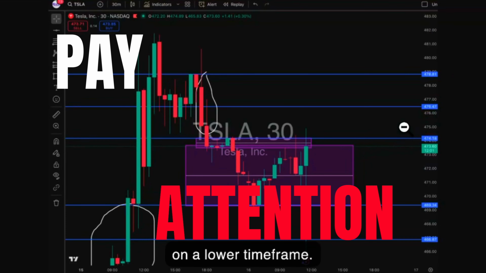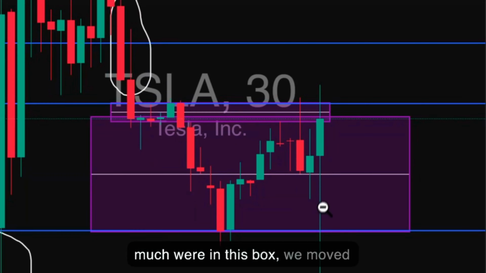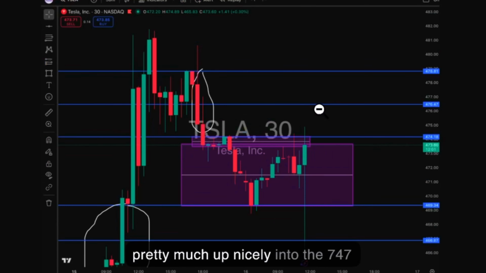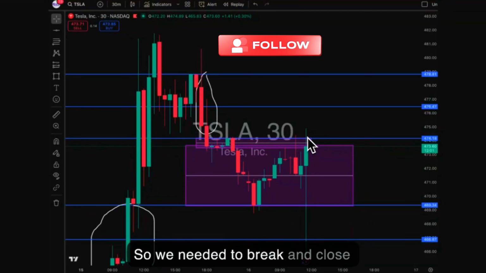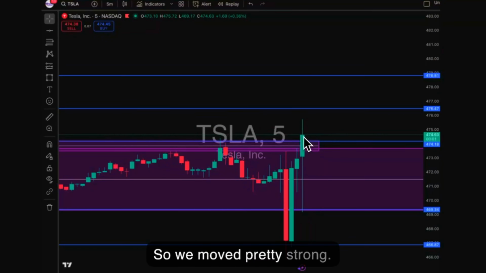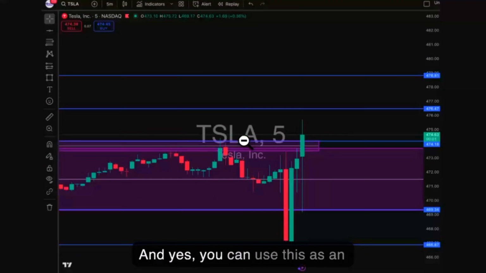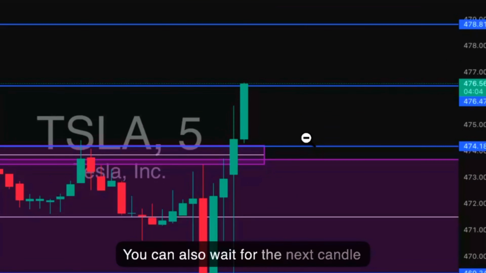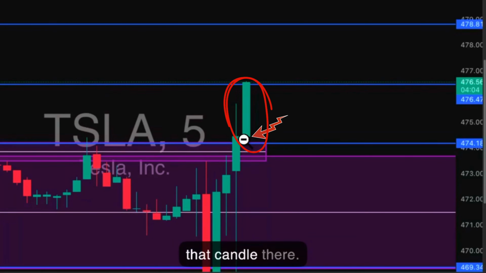So as you can see here, we pretty much were in this box. We moved up nicely into the 747 level. So we needed to break and close above that for the entry, which we did. We moved pretty strong. We closed above on this 5-minute candle. You can use this as an entry and have a stop loss. You can also wait for the next candle to form, and then get in on that candle.